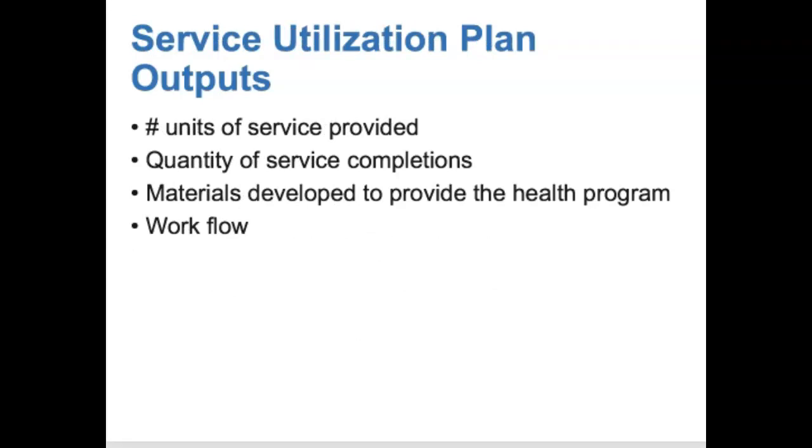Here are some service utilization plan outputs, such as the number of units of service provided, the quantity of services completions, the materials developed to provide the health program, and the workflow. Recording the various outputs as the program is implemented can help you to conduct a process evaluation later on. It can be very helpful to identify where things maybe went awry or what kept you on track.